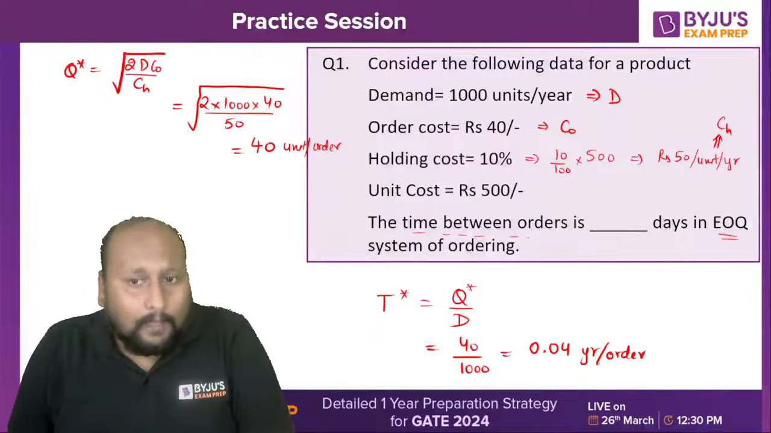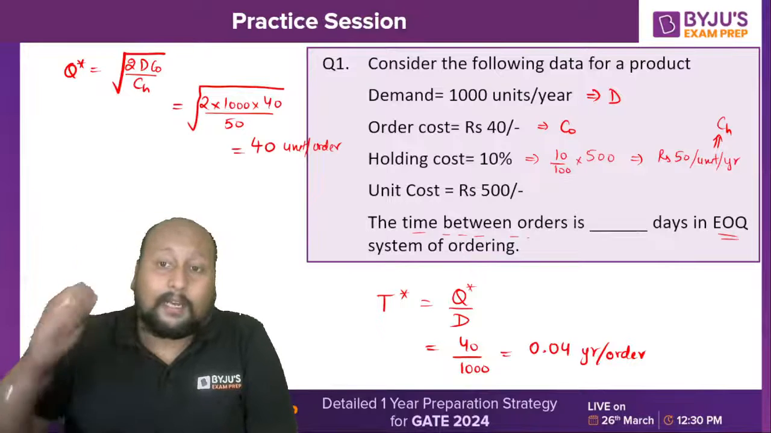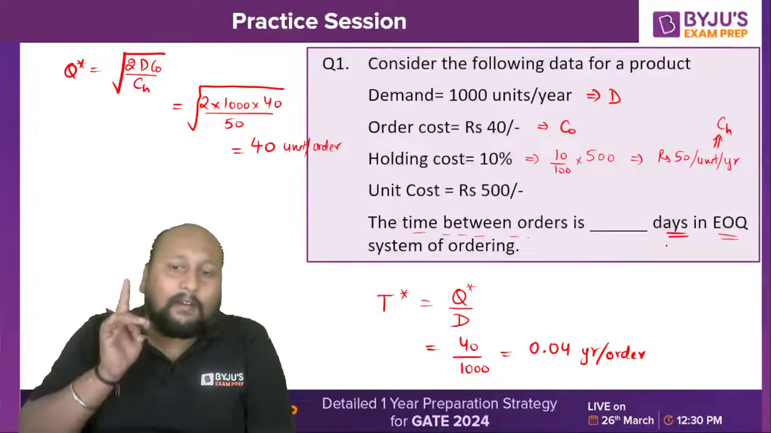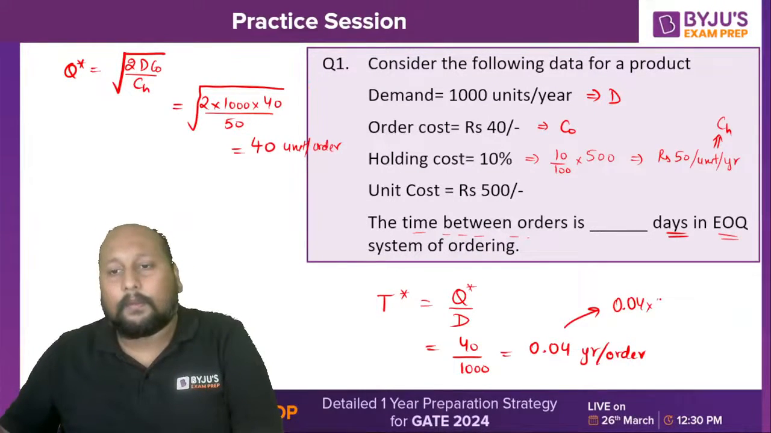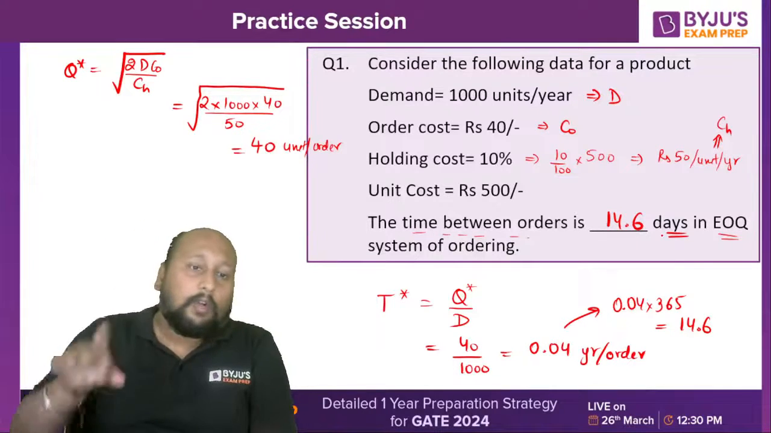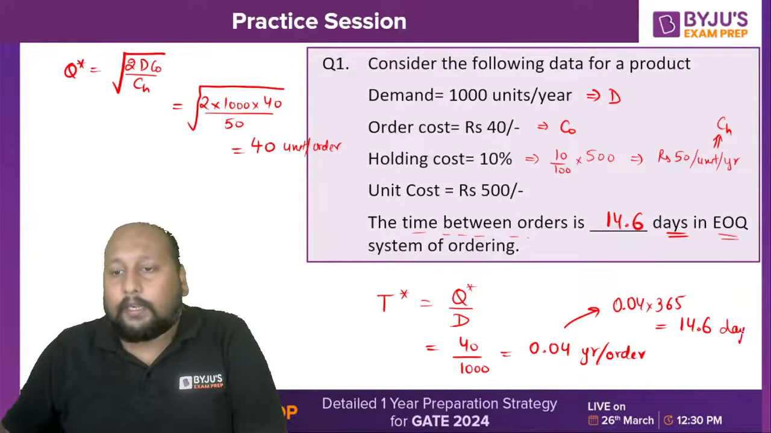So is my answer 0.04? It's not the correct answer. Very good, Saurav is correct. Because they're asking the value in days. They're asking the values in days. You have to convert this year into days. So what I'll be doing, you just multiply this with 365, and you are getting this as 14.6 days. So your final answer is 14.6 days. So every order will be having a duration of 14.6 days.